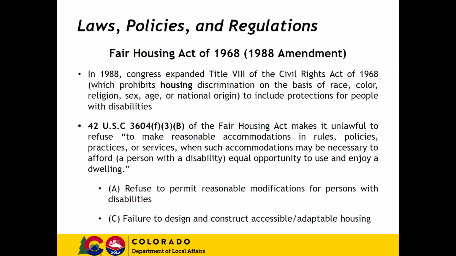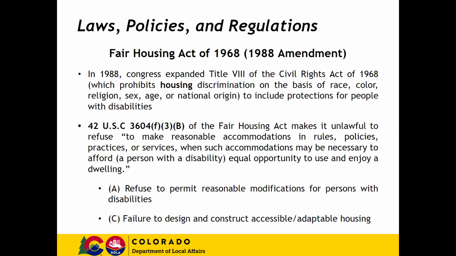Next, we're going to move on to the Fair Housing Act of 1968, but we're going to specifically talk about the 1988 amendments. So in 1988, Congress expanded Title VIII of the Civil Rights Act of 1968, which prohibits housing discrimination on the basis of race, color, religion, sex, age, or national origin to now include protections for people with disabilities.